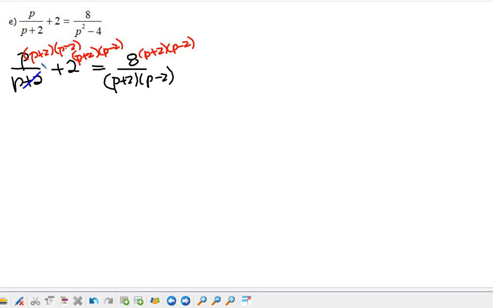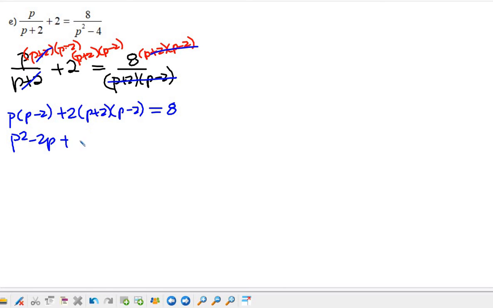So then we're going to mark out, which leaves me with p times p minus 2. Nothing marks out in this one. So I have 2 times p plus 2, p minus 2 is equal to, and then the whole thing marks out and leaves me with 8. So work smarter, not harder. So distribute: p squared minus 2p. This, we already know what it's going to be. It's p squared minus 4. We just unfactored it right there.